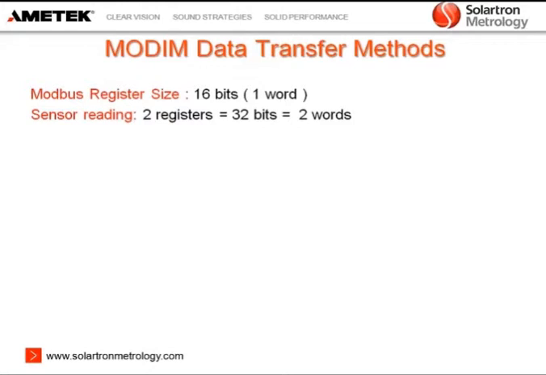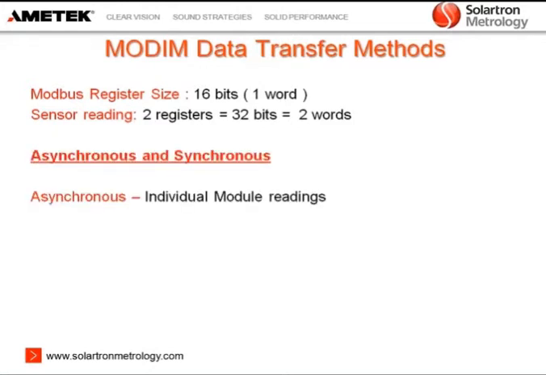So when you are reading a Modbus device, you're reading 2 registers for one sensor reading. And these readings could be in asynchronous mode or synchronous mode. Asynchronous is when you're taking readings from individual sensors, but they're not synchronized. But you can use the synchronized mode to take readings from all the sensors at the same time.